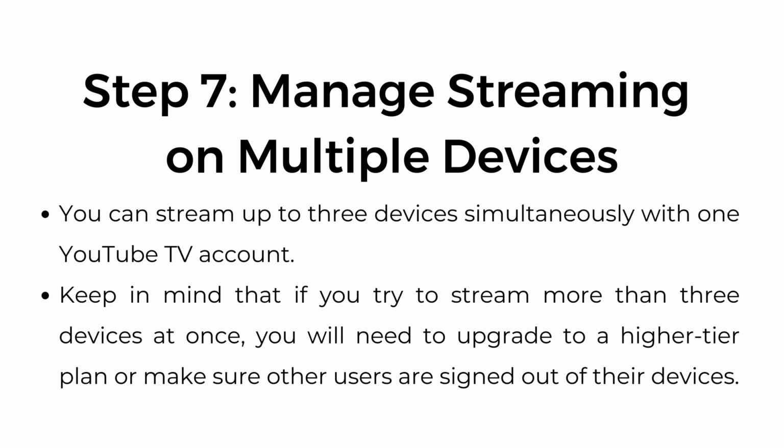Step number 7, manage streaming on multiple devices. You can stream on up to 3 devices simultaneously with one YouTube TV account. Keep in mind that if you try to stream on more than 3 devices at once, you will need to upgrade to a higher tier plan or make sure other users are signed out of their devices.